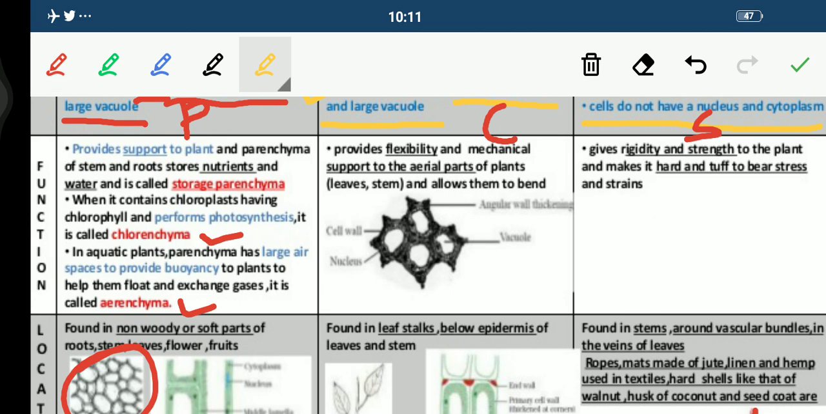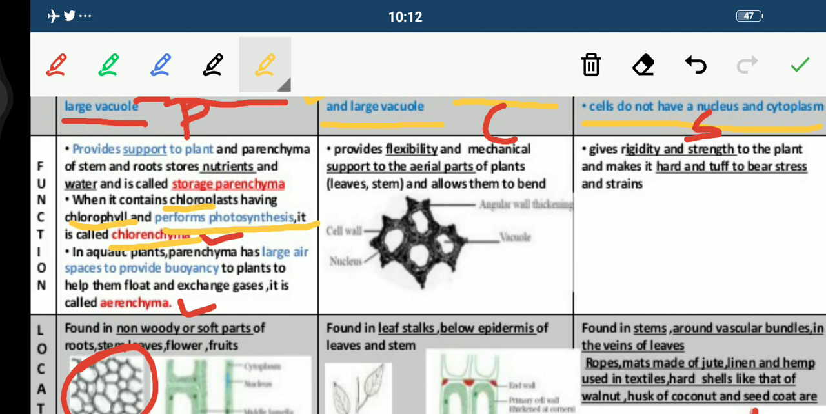So chlorenchyma, basically, students, when these parenchyma contain chloroplast, definitely they'll be having a pigment, that is chlorophyll, right? And if they're having this chlorophyll, they're going to perform photosynthesis, right? So at that time, these parenchyma cells are called chlorenchyma. So from chlorophyll you can learn that it is chlorenchyma.